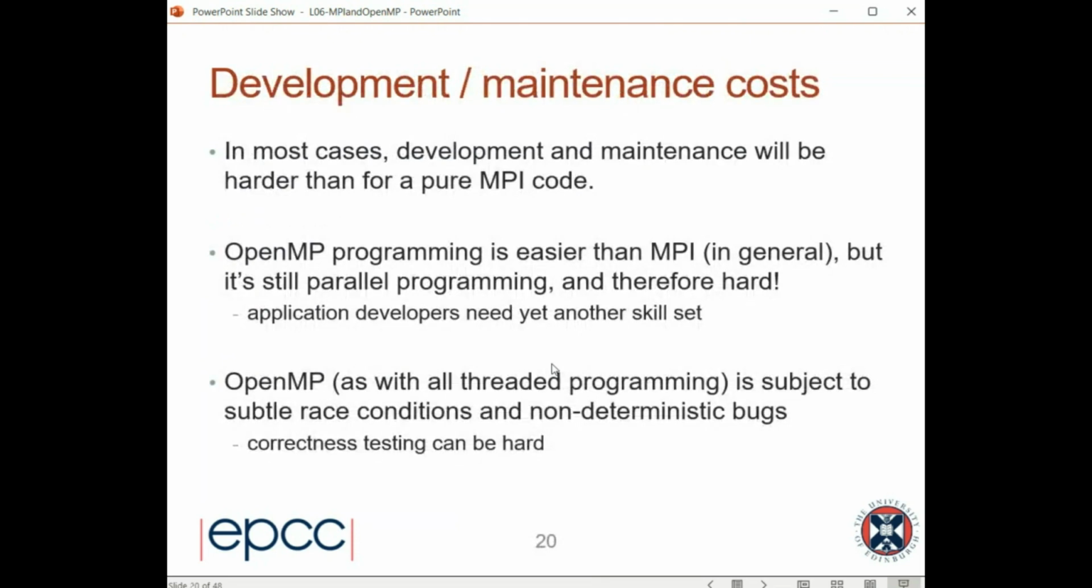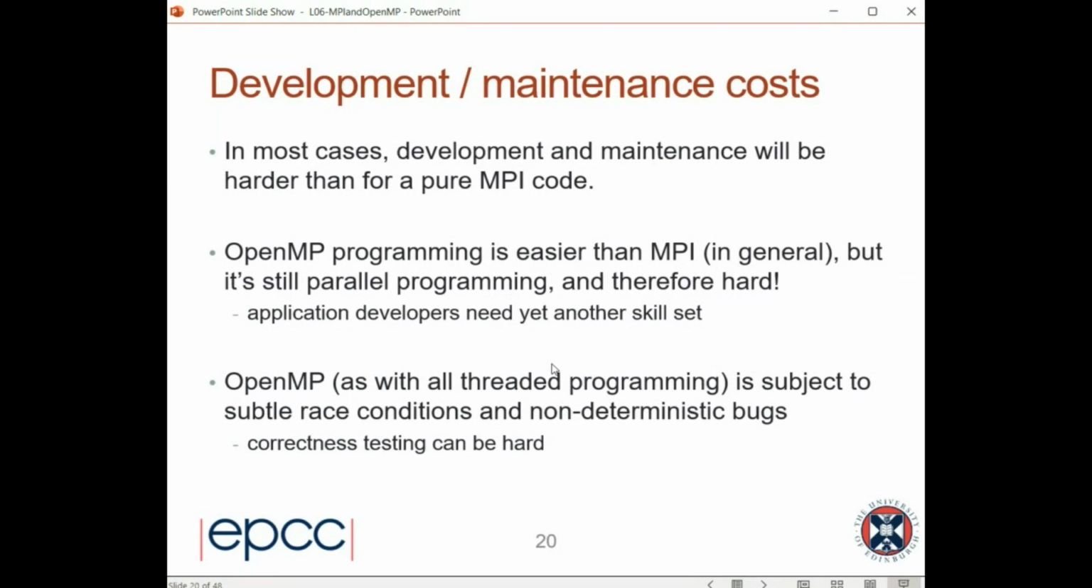So, you're combining 2 models, MPI and OpenMP, so you need to understand both of them. It may be hard to have a developer who understands that. And the development and maintenance will be harder than for a pure MPI code. I mean, OpenMP programming is easier than MPI in general. You saw the differences between my OpenMP code and my serial code for the traffic model were half a dozen lines or so. The MPI code was very different from the serial code, but it's still parallel programming. And as I said, your application developer needs another skill.